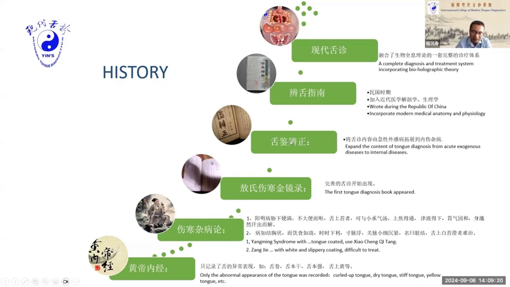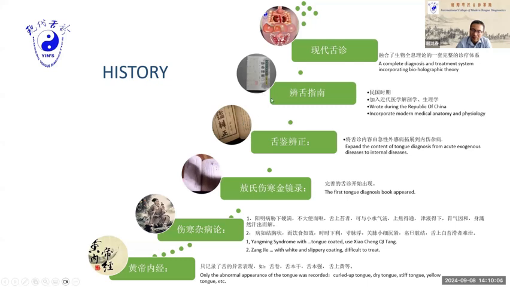In the Qing Dynasty, tongue diagnosis had great development, so many tongue diagnosis books appeared. Like this one called She Jian Bianzheng. This one extended tongue diagnosis from exogenous disease to internal disease.